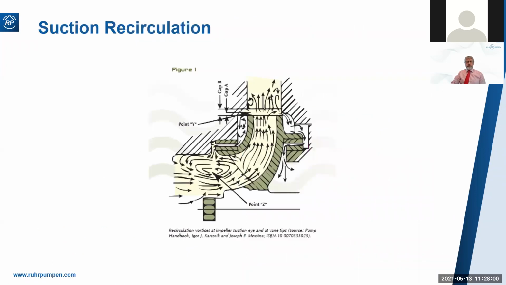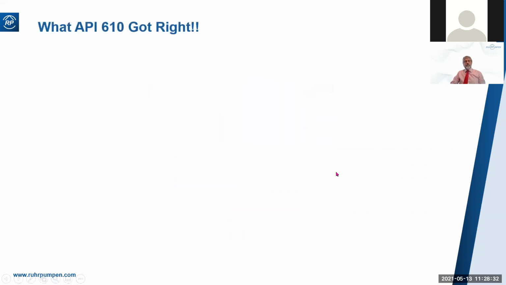Here's an illustration from Causal of suction recirculation and indeed discharge recirculation. Note that suction recirculation is not impacted by the impeller trim. It's all to do with the inlet geometry. But discharge recirculation is. The more you trim the impeller, the bigger this gap here gets, and the more recirculation you're going to get. So that's what I think they got wrong.